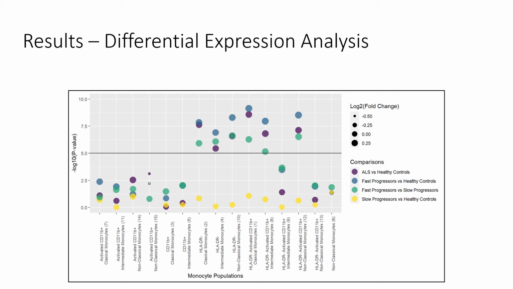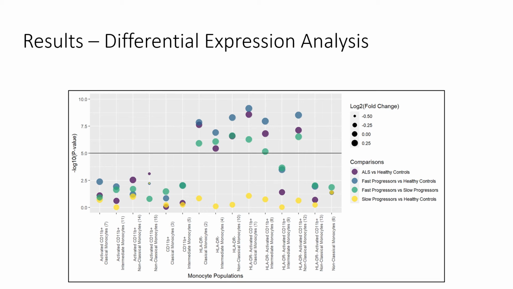Now I'll go through the differential expression analysis results we've got. Just quickly, this plot closely resembles a Manhattan plot where we've got our statistical significance on the Y, so anything above the black line is statistically significant. On the x-axis, we've got our monocyte cell populations. The size of the dot represents the log fold change, and the color represents the comparison we've done.